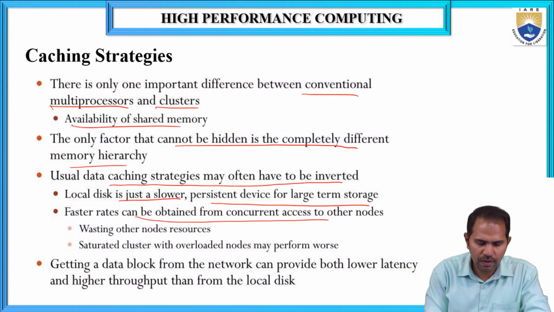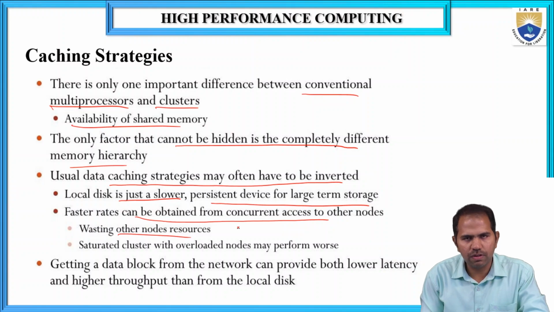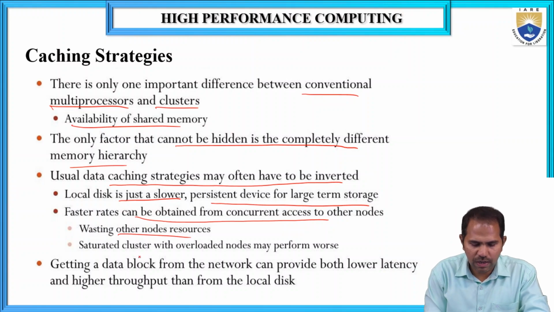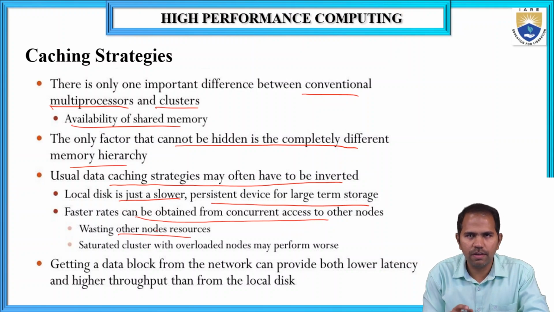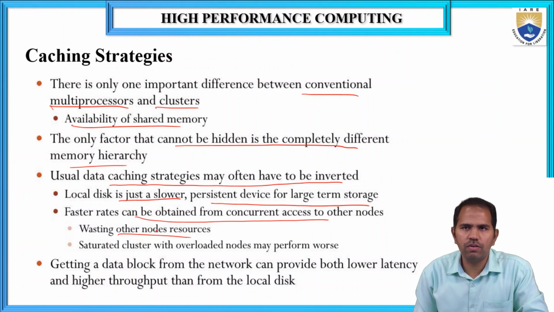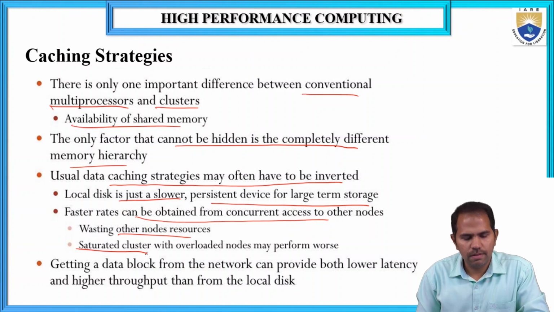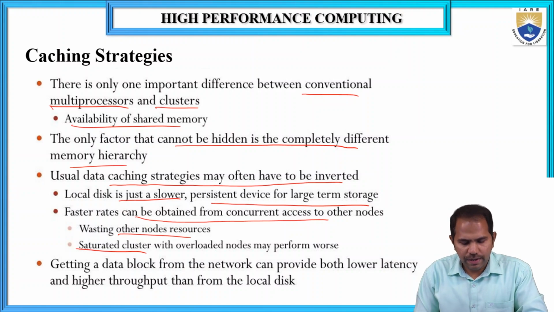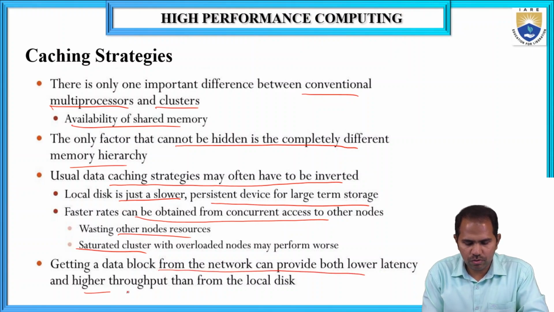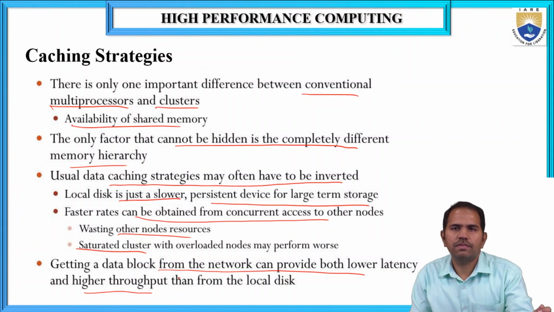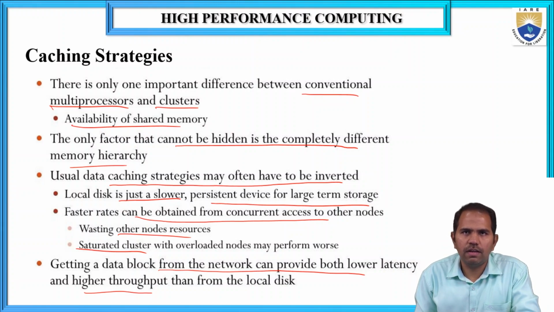That has to be focused on without wasting other nodes' resources. Another thing is that a saturated cluster, with overloaded nodes, may perform worse. So it is a saturated cluster. And the next thing is that getting a data block from the network can provide both lower latency and higher throughput than from the local disk. So these are the things we have to observe in caching strategies.